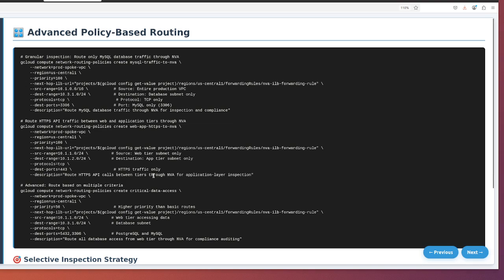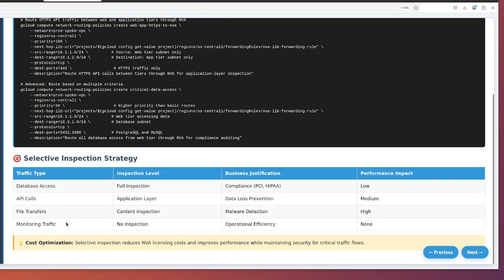directly. You can also use policy-based routes for more complex scenarios like routing traffic based on time of day, source IP ranges for specific user groups, or even custom headers in HTTP traffic. This flexibility makes PBR the preferred approach for sophisticated security architectures.